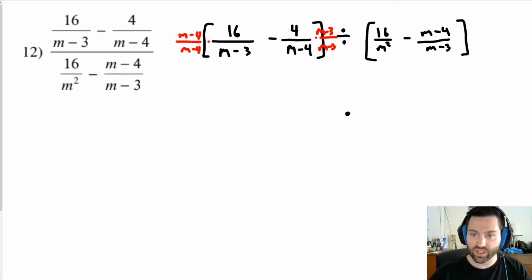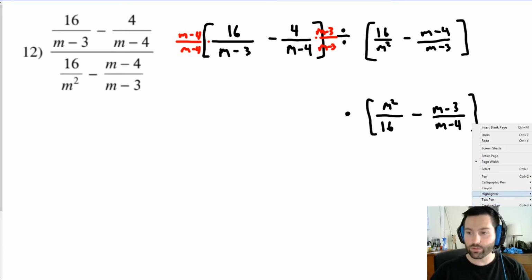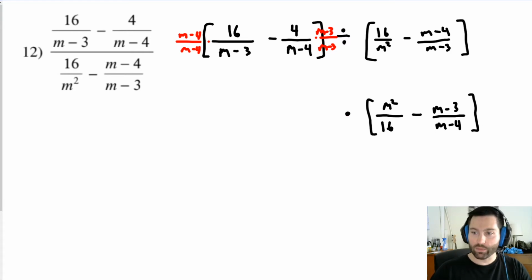So we're going to put a multiplication sign in there. And the bracket on the right is going to be m squared over 16 minus m minus 3 over m minus 4. And immediately, before I even rewrite the left side, I am going to try to find a common denominator between these two things here. I realized that 16 and m minus 4, I'm just going to need to multiply by each other in order to make a common denominator. So we'll do m minus 4 over m minus 4. And here we will do 16 over 16.